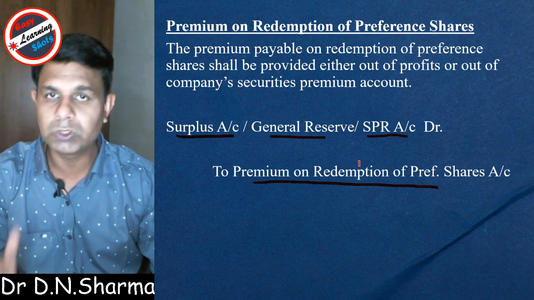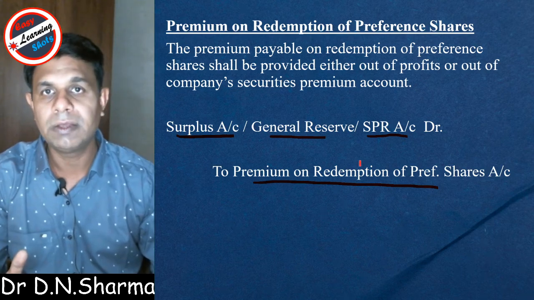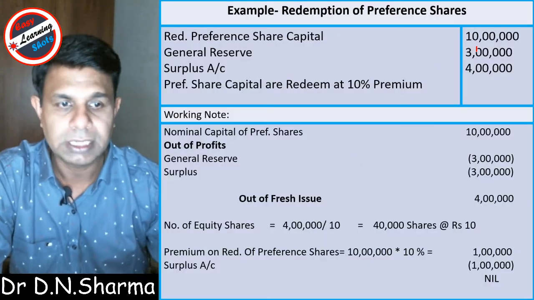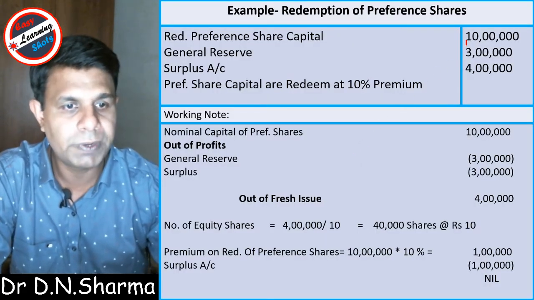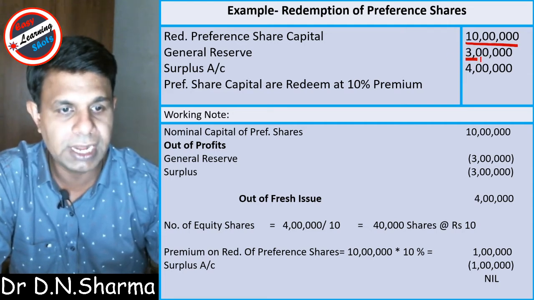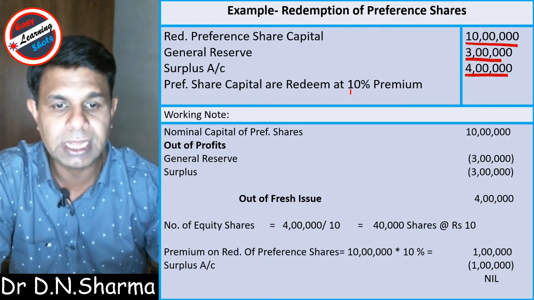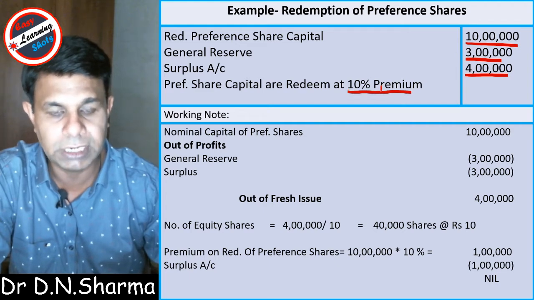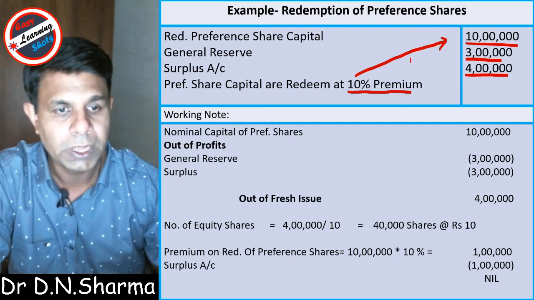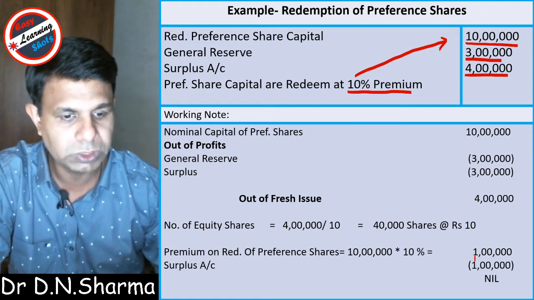Then the sequence is out of profits, out of fresh issue, premium adjustment, and the last entry is redemption of preference shares. So here our example contains nominal capital of preference shares of 10 lakh rupees. We have a general reserve of 3 lakh. In surplus account, we have a balance of 4 lakh rupees. Here the preference shares are redeemed at a premium of 10%. It means the company pays 10% extra over the nominal capital. So 10% of 10 lakh rupees is 1 lakh rupees. So our premium on redemption is 1 lakh.